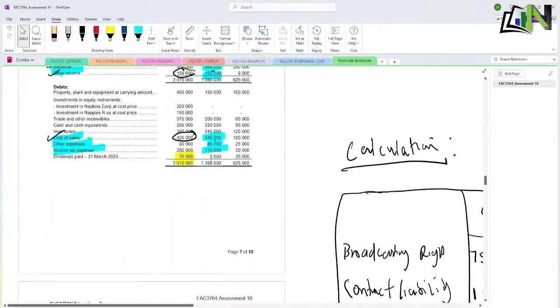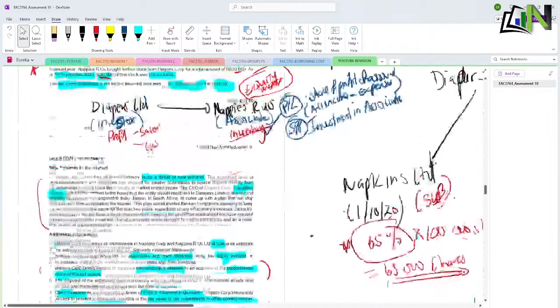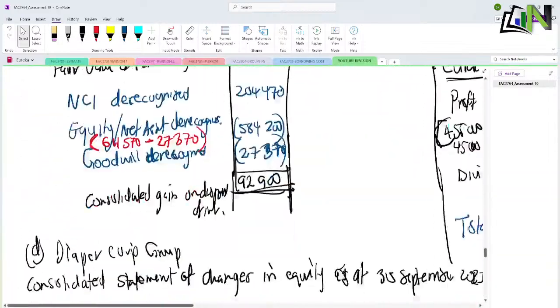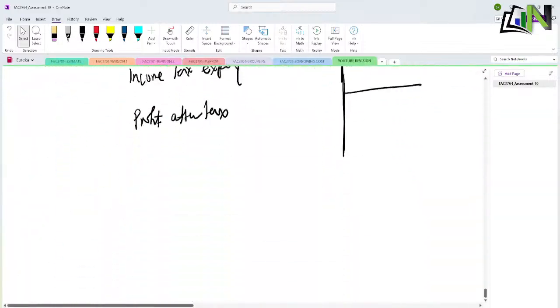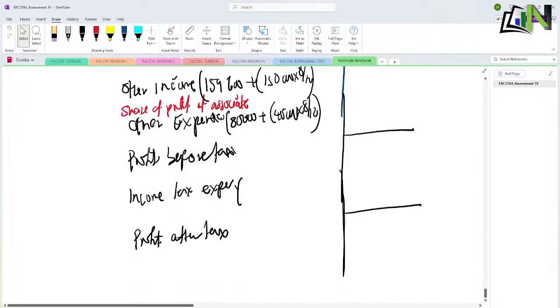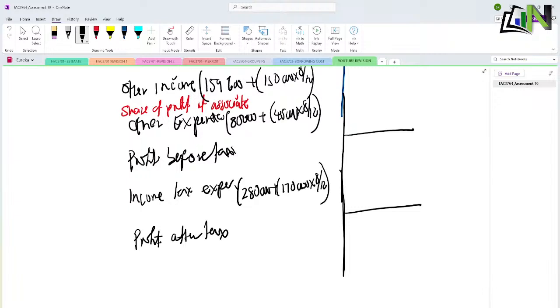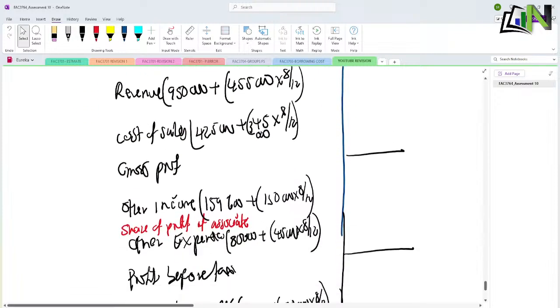Income tax is 280,000 and 170,000. So we'll come here: 280,000 plus 170,000, this is times 8/12. So these are every figure that is given. These are all the items that are given.